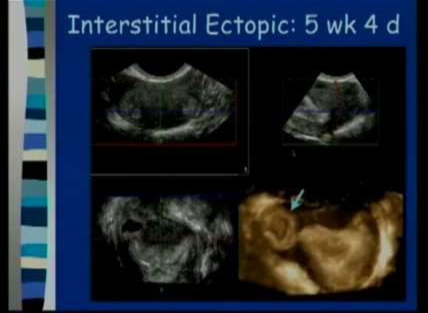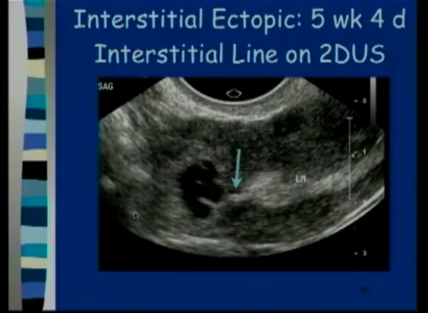So here we have an interstitial ectopic, the first one, A, with the normal endometrium right here, and here's this ectopic out to the wall. And you can see that on this C-plane as well, that it's going all the way out to the myometrium.